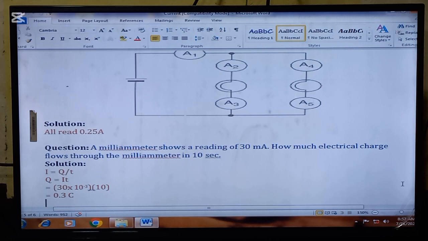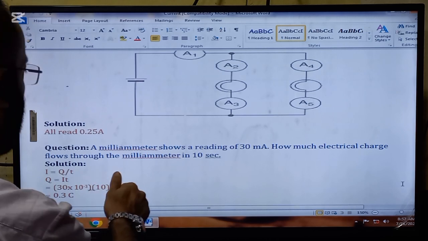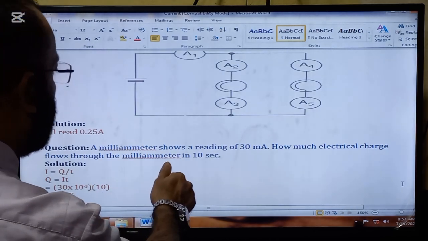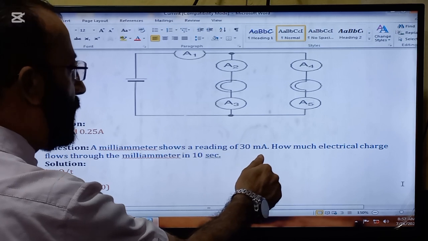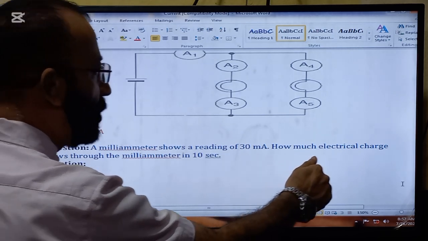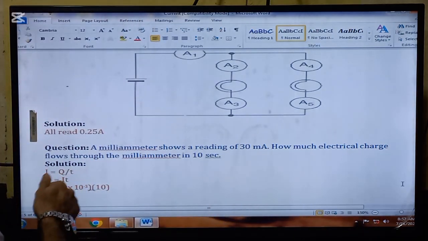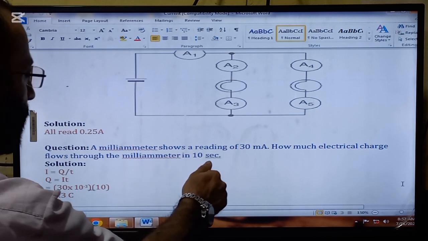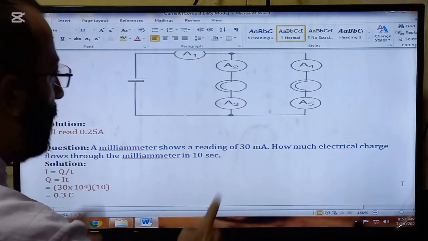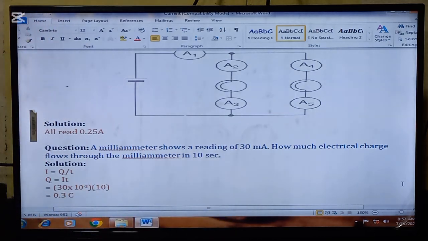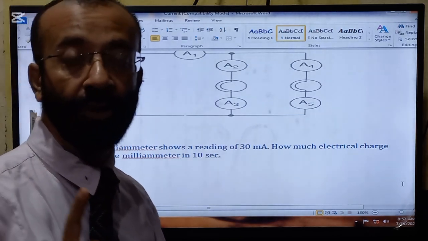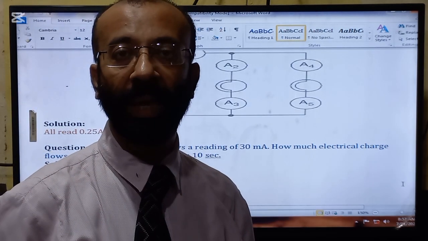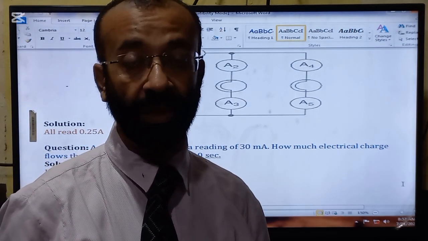Here is another question. A milliammeter shows a reading of 30 milliampere. How much electrical charge flows through the milliammeter in 10 seconds? Whenever you solve the questions, remember time should be in seconds and current should be in amperes.